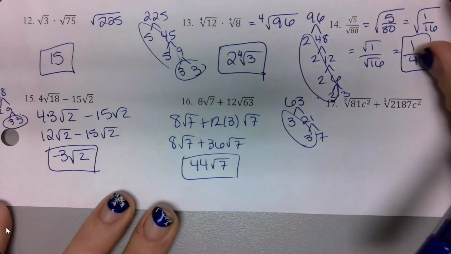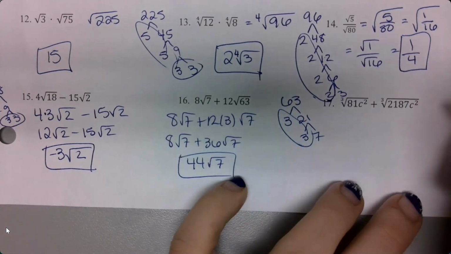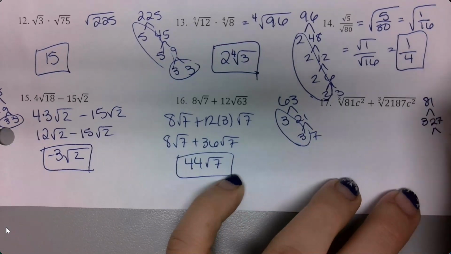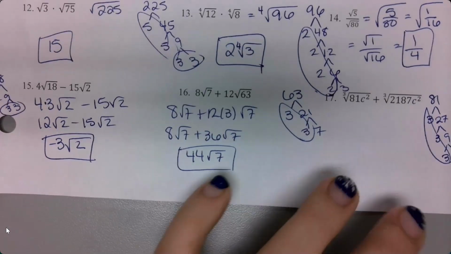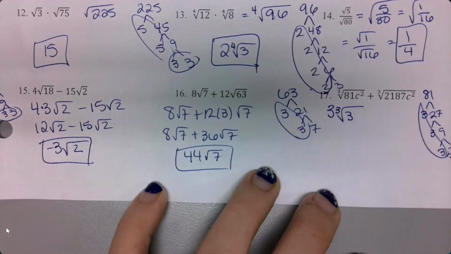On 17, I want to simplify if possible. I have 81 that I want to factor tree. Which gives me 3 and 27, 3 and 9, 3 and 3. So I can take out a 3. So I'm going to have 3 cube root of, I have a leftover 3, c squared.